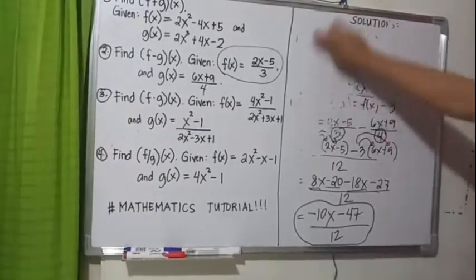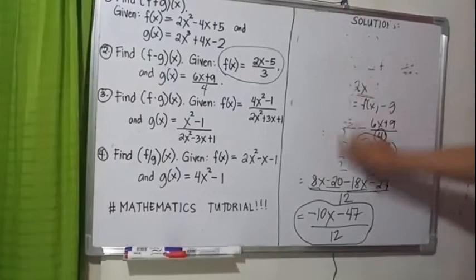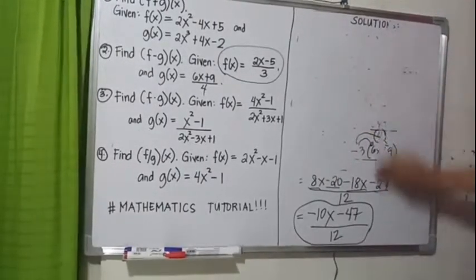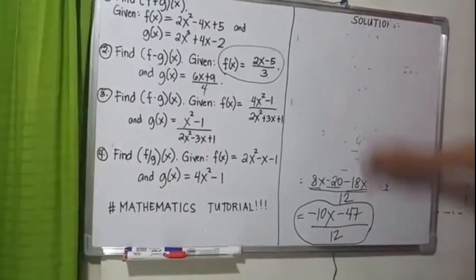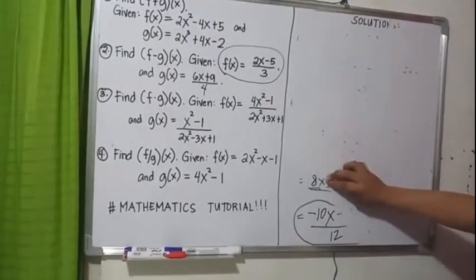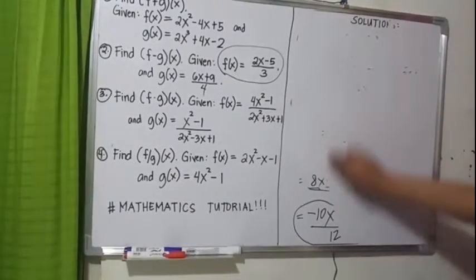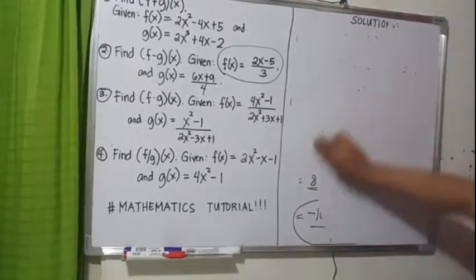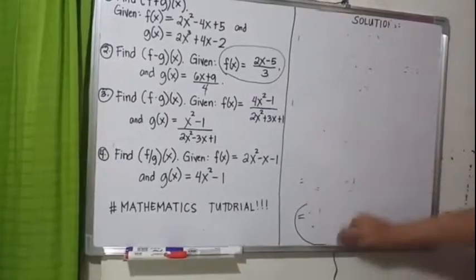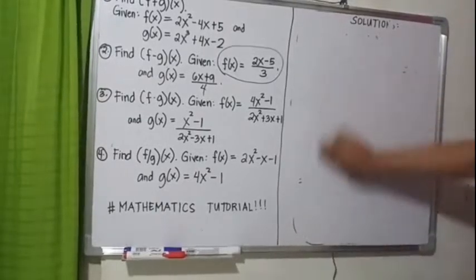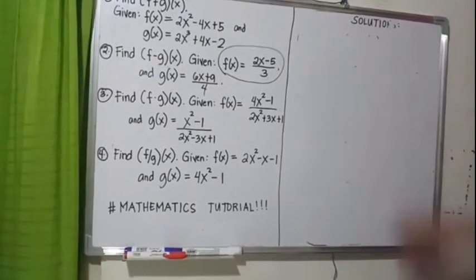Dapat alam nyo yung factorization. Diretso na tayo sa factorization. Sir, paano naging 3? Ha? Sige lang, mamaya. Divide 4, that is 3. Okay, so number 3 na tayo.